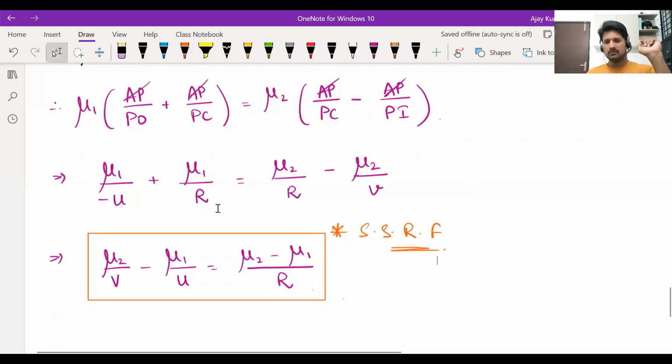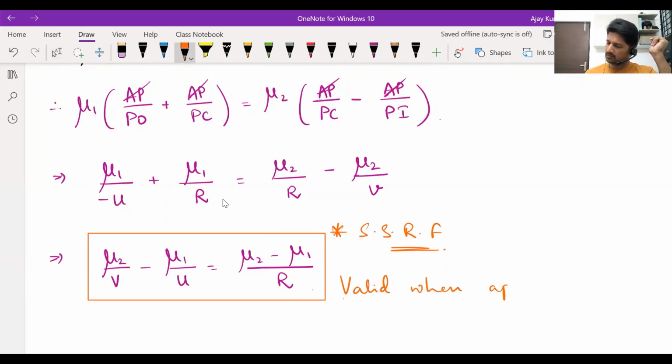And remember, as usual, mu1 is the refractive index of the medium in which the incident ray is traveling. Mu2 is the refractive index of the medium in which the refracted ray is traveling. And this formula is valid when applied following sign convention.